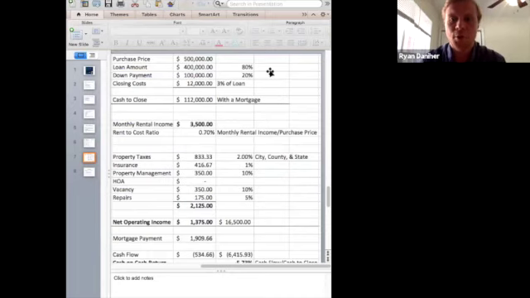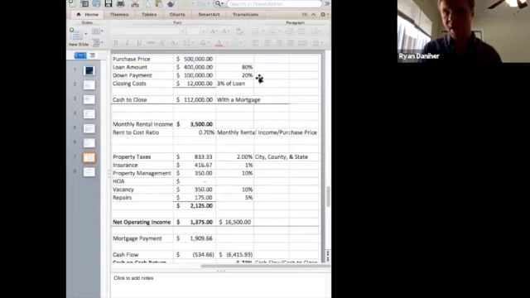So if the purchase price is $500,000 and you were to get a loan at $400,000, 80% loan to value, your down payment is $100,000. And let's just say your closing costs were $12,000. So your cash to close in this scenario would be $112,000 with a mortgage. Let's say your rental income per month was $3,500. It was like a 3-bedroom in Morristown. That was pretty nice. Your rent to cost ratio in this case scenario would be 0.70%. It's your monthly rental income divided by the purchase price.